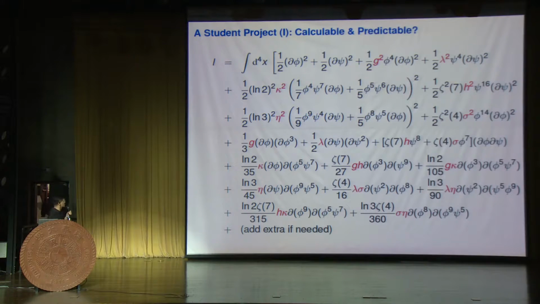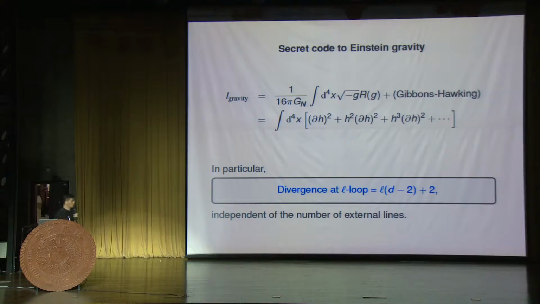If you look at this Lagrangian and stare at a couple of lines, you notice that every single term has two derivatives. And my secret code is Einstein gravity. When you expand around whatever background, flat background or AdS, whatever, it again has two derivatives in every single vertex. And if you count the superficial degree of divergence at a loop, it just depends on the number of loops, and it's totally independent of the number of external legs. Very different from conventional field theories we know, and that's the reason why the theory is non-renormalizable.